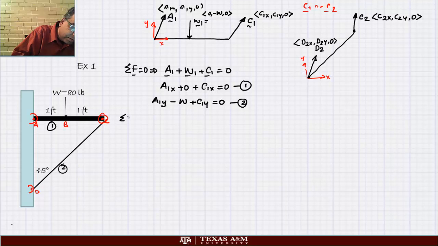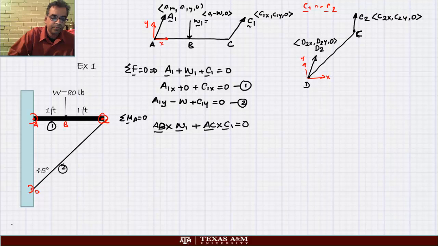Then summation of moments around A equal to 0. I am going to write this in vectors. So remember, this is the point A, this is point B, this is point C, this is point C again, this is point D. Summation of moments around A equal to 0 will give me, notice how I write it, AB vector cross W1 plus AC vector cross C1 must be equal to 0.